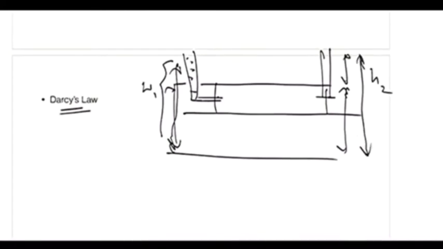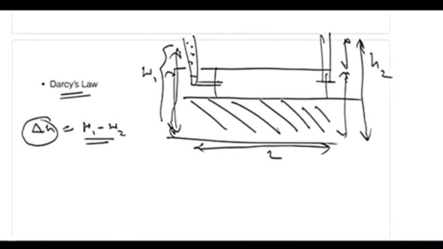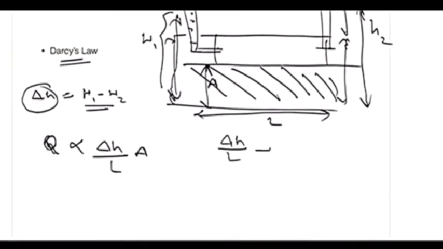The flow will take place because of the difference in total head. Let's say that difference is delta H, equal to H1 minus H2. Flow takes place due to this head difference, and let's say the length of flow is L, and the soil sample has area A. He concluded that the discharge through the soil is proportional to the hydraulic head and inversely proportional to the length of flow, and again proportional to the area of flow. This delta H by L is known as the hydraulic gradient.